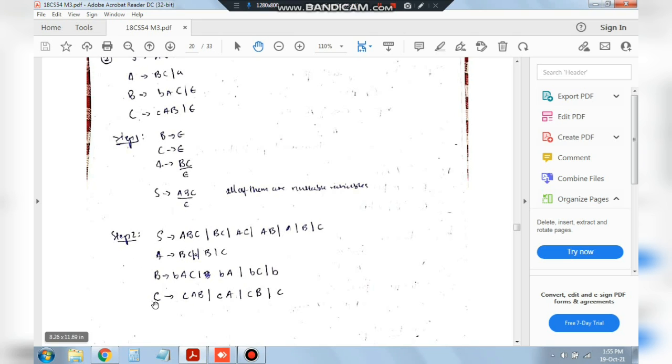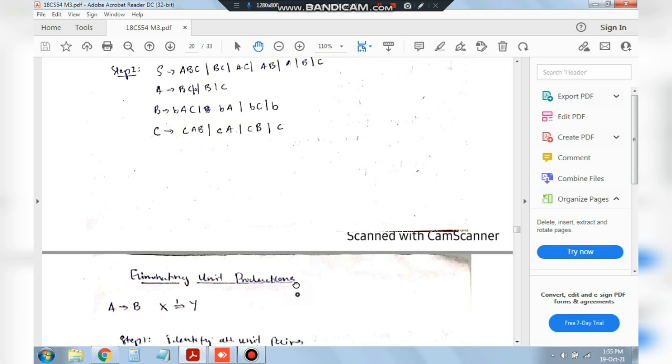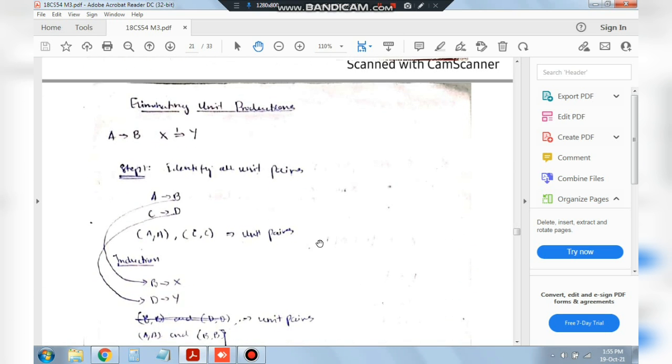Same thing goes for A, B, and C as well. So we will be obtaining these combinations, and it's all what we have to do in the elimination of epsilon productions. And after we have done with the second step, our third step is to eliminate the unit productions.